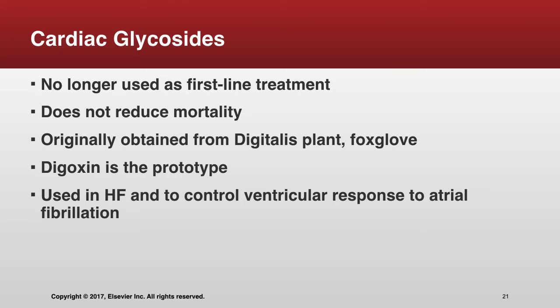Cardiac glycosides are no longer used as first-line treatment. They found that it does not reduce mortality. Originally, the cardiac glycosides were obtained from the digitalis plant, also known as foxglove. Digoxin is the prototype of cardiac glycosides. It's used in heart failure and to control ventricular response to atrial fibrillation.